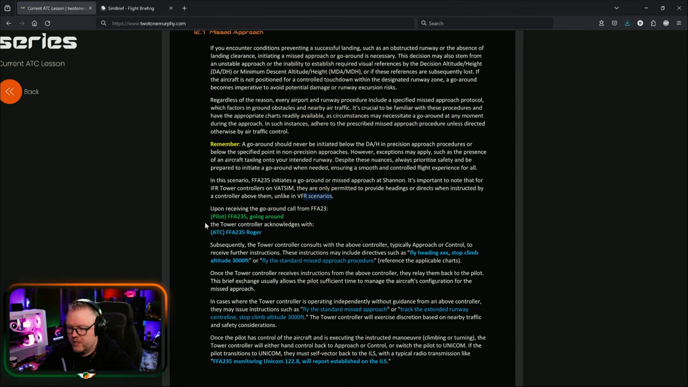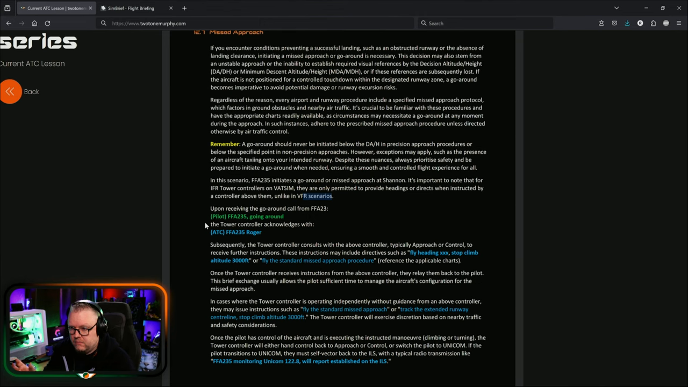Firefly 235, roger. Now, they could give a whole load of other information. They could turn around and say, okay, fly heading 360, stop climb altitude 3,000 feet, or fly the standard missed approach, conditional. ATC might tell you to do a number of different things. It could be fly the missed approach, as in the standard missed approach. It could be turn right heading 360, climb altitude 5,000, whatever. Be aware of that. The response that you get may not be this textbook sentence.